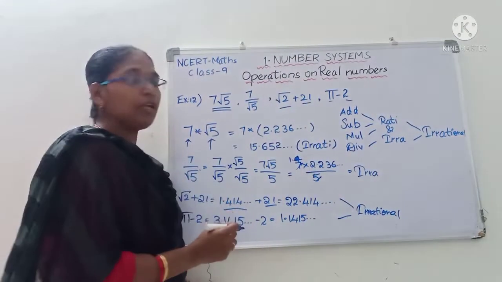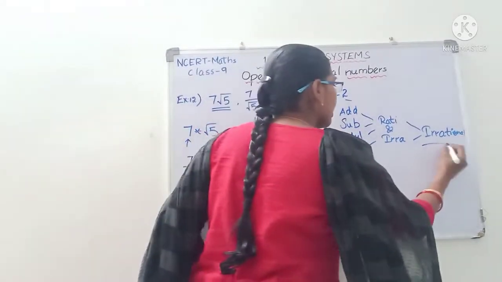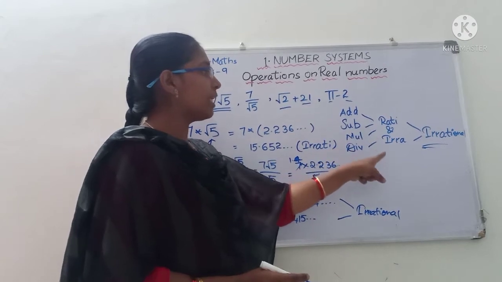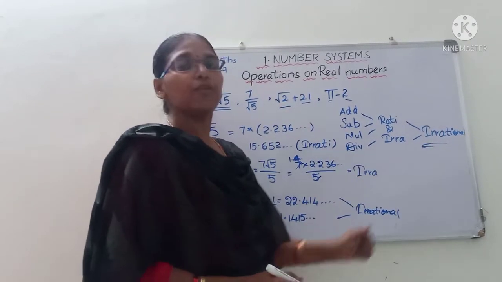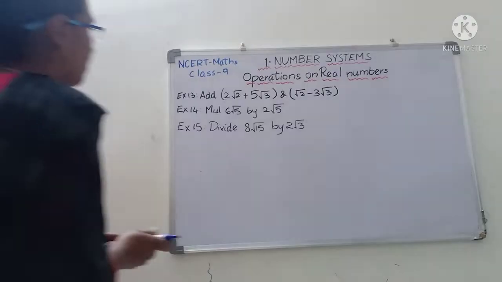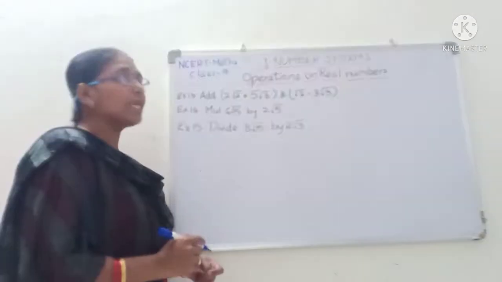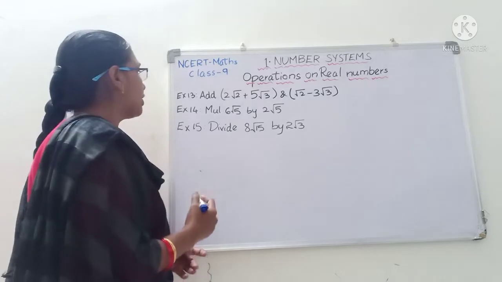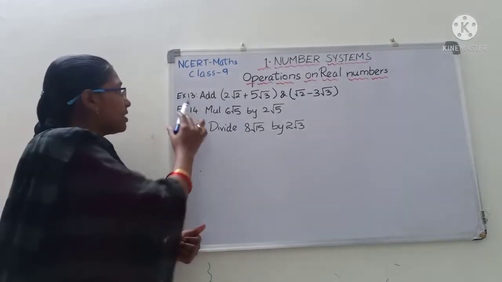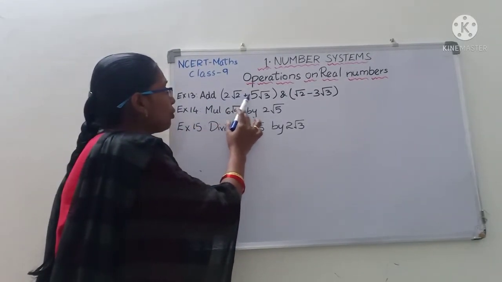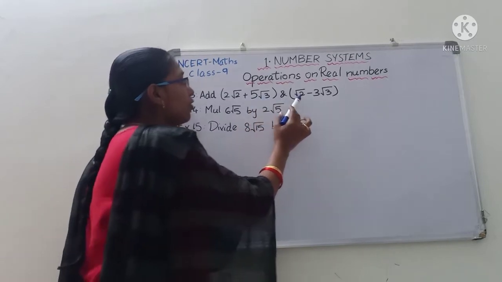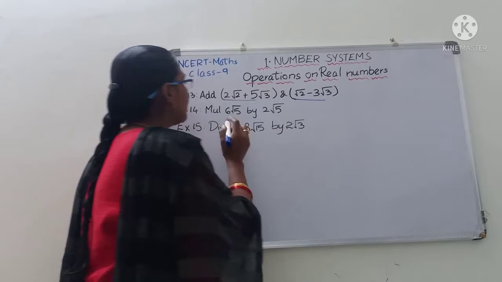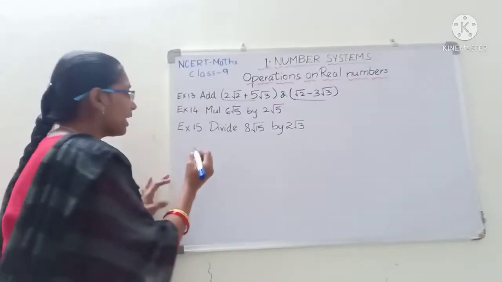From this example, you can conclude this, children. When you do these four operations on rational and irrational numbers, you get an irrational number. Children, now let us see what will happen when we do operations on two irrational numbers. From these examples, example 13, add 2 root 2 plus 5 root 3 and root 2 minus 3 root 3. These are irrational numbers. Let us see what will happen when we add them.